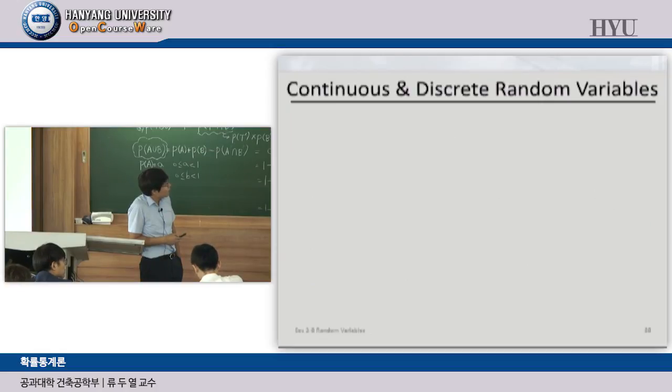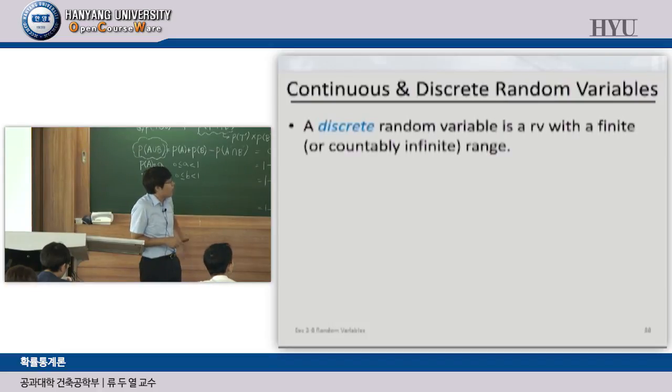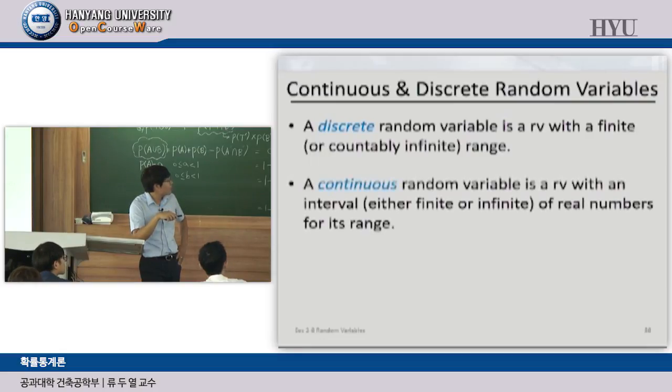So now we are going to learn about the continuous and discrete random variables. What is the discrete random variable? That is a random variable with a finite or countably infinite range. This means that we can count the number of random variables in the case of a discrete random variable, okay? And there is also a continuous random variable. That is a random variable with an interval, either finite or infinite, of numbers for each range. So in this case, we cannot count the number of random variables. Okay?